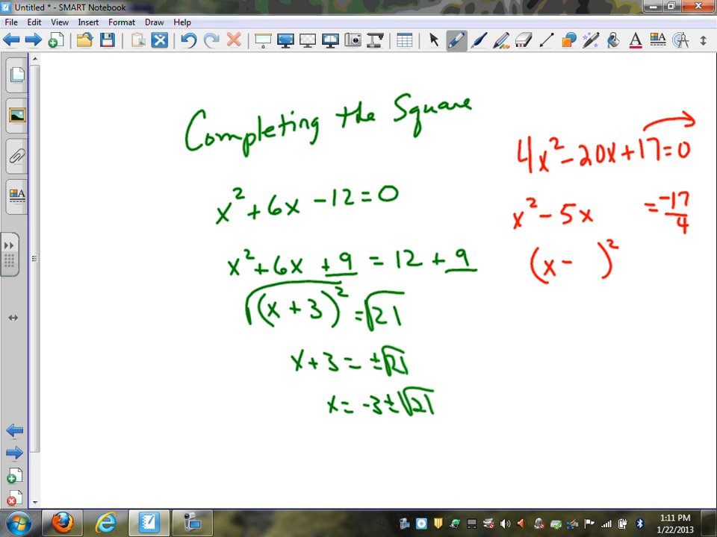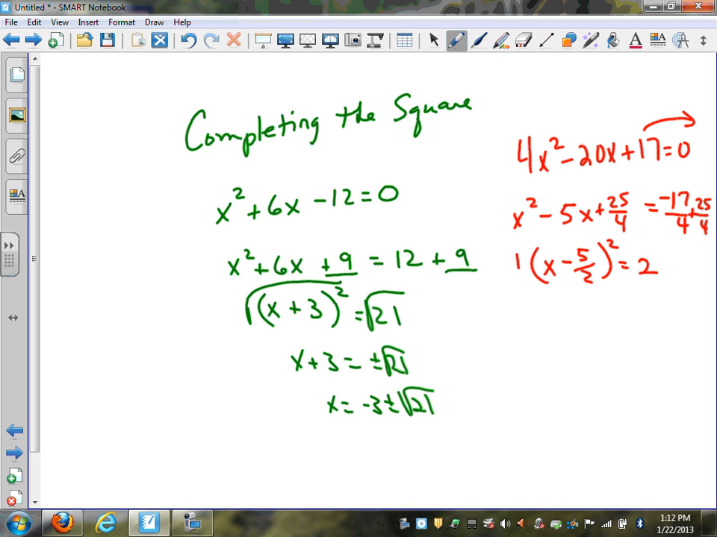Take half of negative 5. So we're going to write negative 5 halves. What's negative 5 halves squared? So if I add 25 fourths to this side, you add it to that side. Gives you 8 fourths, which is 2. Now you have the same type of problem we solved earlier. Completing the square, you have to just have your x's on one side, and it has to be a 1. So that's why we had to take the 17 to the other side and divide this way.